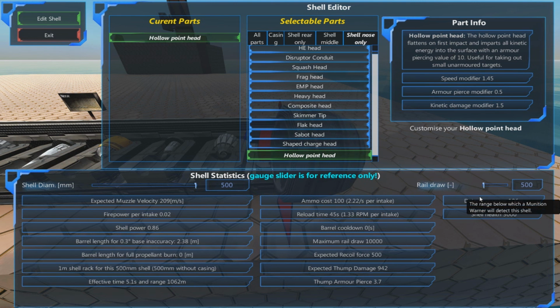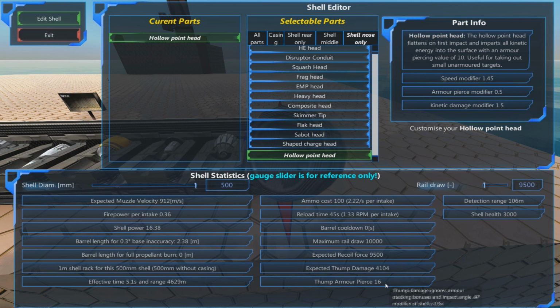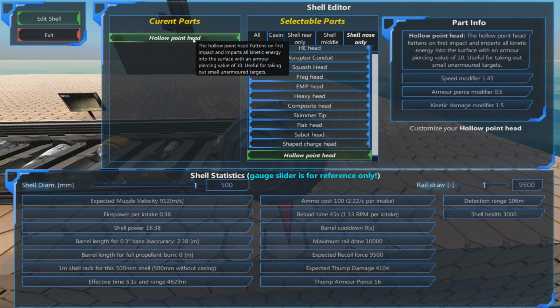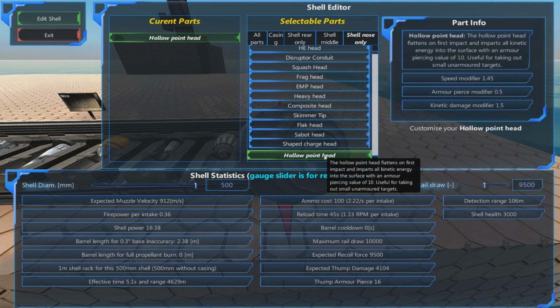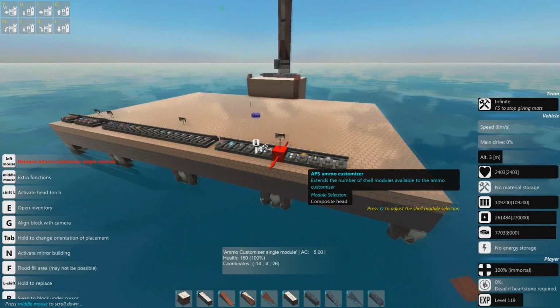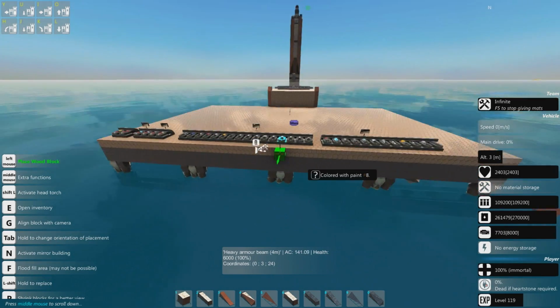And if you add a bit of rail draw to this thing, that number starts getting a lot bigger, and a lot more satisfying. So, we go here. Oh, suddenly it's 4,000 armor piercing of 16. And this is just one component, by the way. They can get a lot bigger than this. In fact, if you have a big shell with a hollow point on the front, it still can do noticeable damage. Probably not on its own, but that thump damage adds up. So remember, thump damage passes through multiple blocks and ignores armor stacking. That adds up very quickly. So yeah, that's every shell component that is currently in-game.